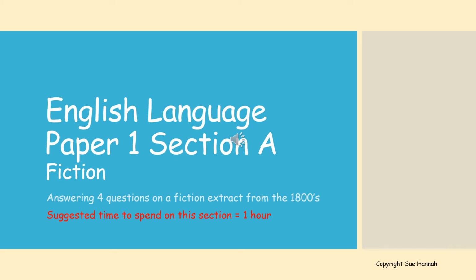The English Language Paper 1 Section A is based on a fiction text. The tricky thing about this is that it's a fiction extract from the 1800s, so we will cover what that means for language in future slides. The exam board suggests you spend about an hour of the exam on this section.